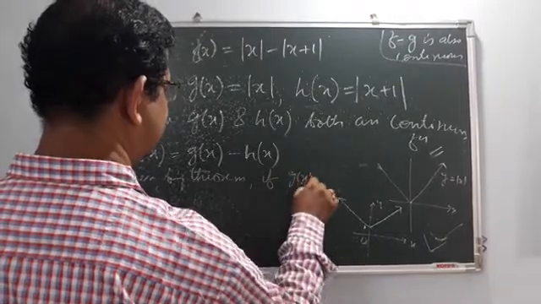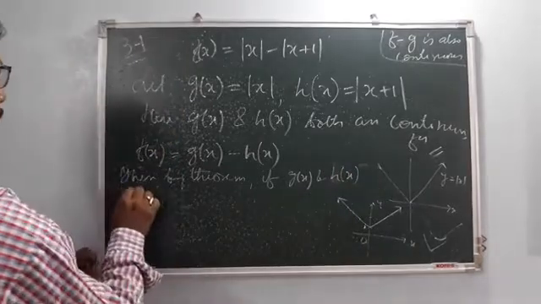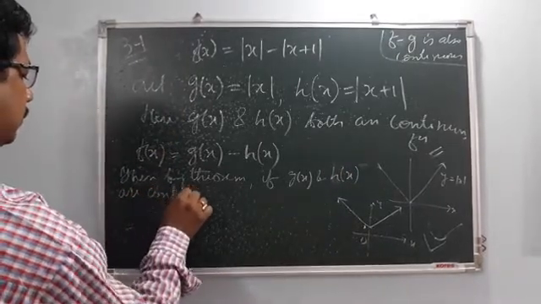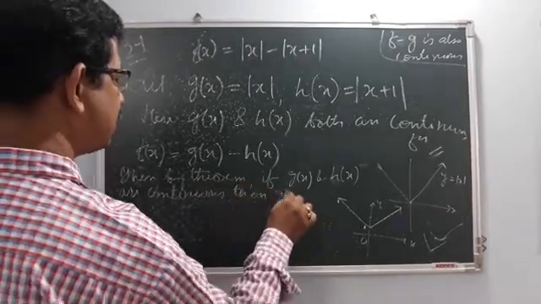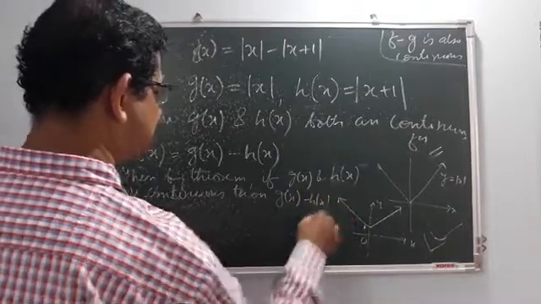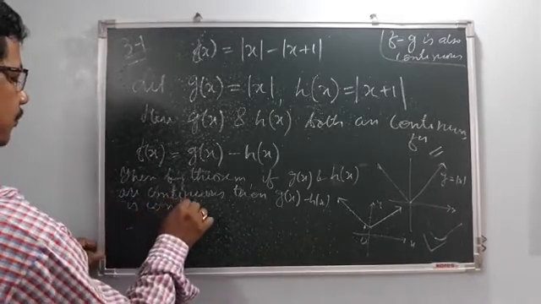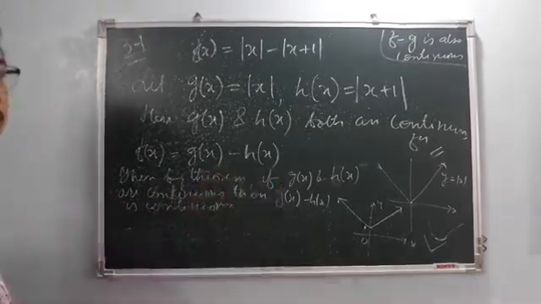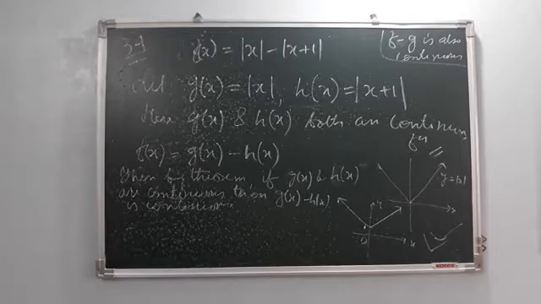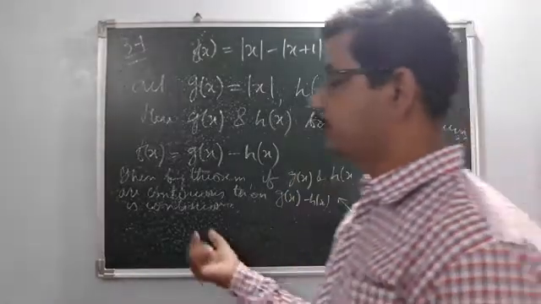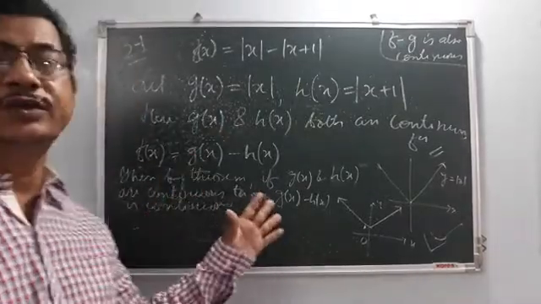By the theorem, I will write here: if gx and hx are continuous, then gx minus hx, that is the difference of two continuous functions, is continuous. If you want, you can write the formula in full, that will give a better explanation. You can write that if gx is a continuous function and hx is a continuous function, then gx minus hx is continuous.